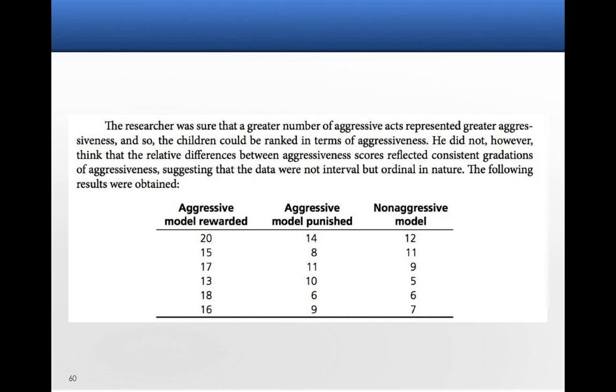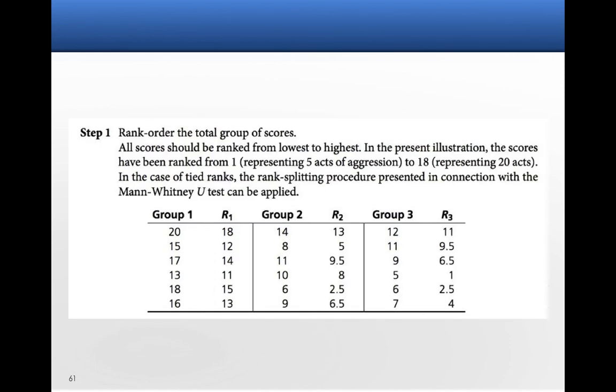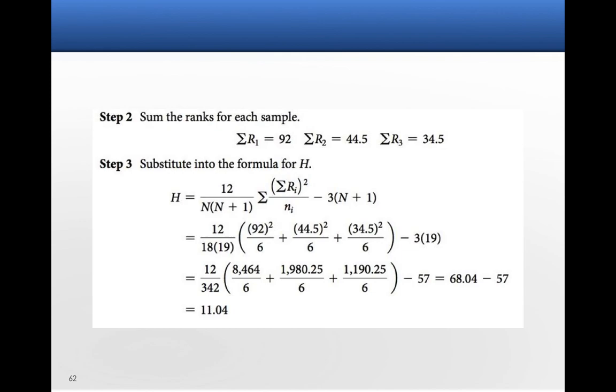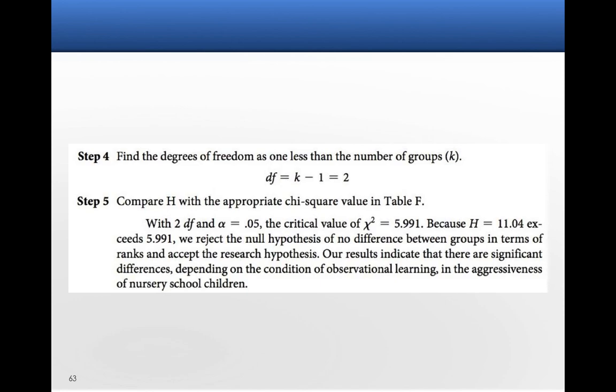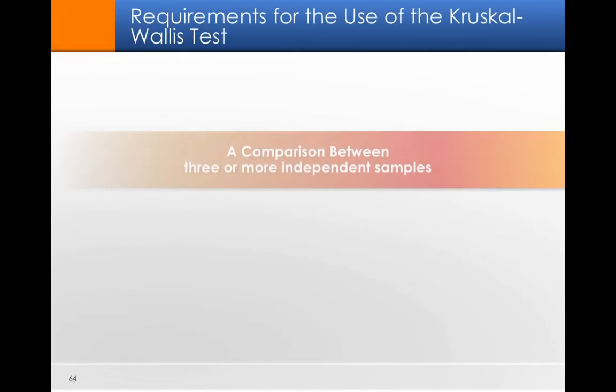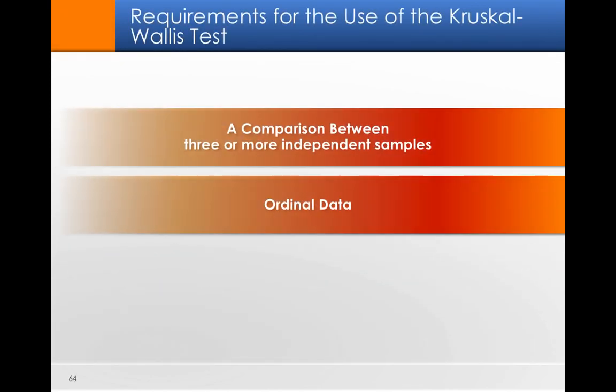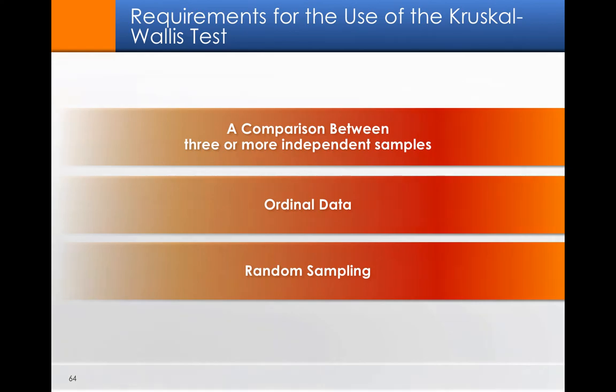Okay, so here's our scores for each of our 3 models. We're going to rank order them. Going to sum them and substitute them into the formula for H. Okay, we're going to get our degrees of freedom, which is 2, and then at 2 degrees of freedom at alpha 0.05, our critical value of chi-square is 5.991. Our H is 11.04, so we can reject our null hypothesis. Comparison of 3 or more samples, ordinal data, random sampling. Okay, and that wraps up our non-parametric measures.